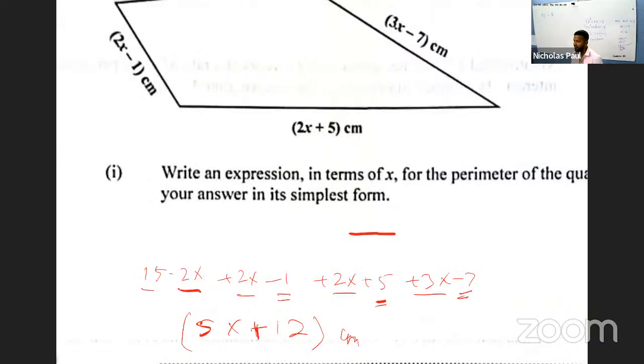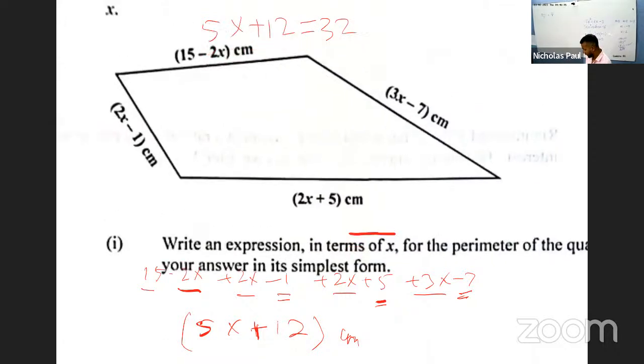What do we do to find x? Dylan, what do we do to find x? Start with what? Equal to what? Dylan said to take 5x plus 12 and make it equal to 32. Right? But you have to figure out which side is the longest.